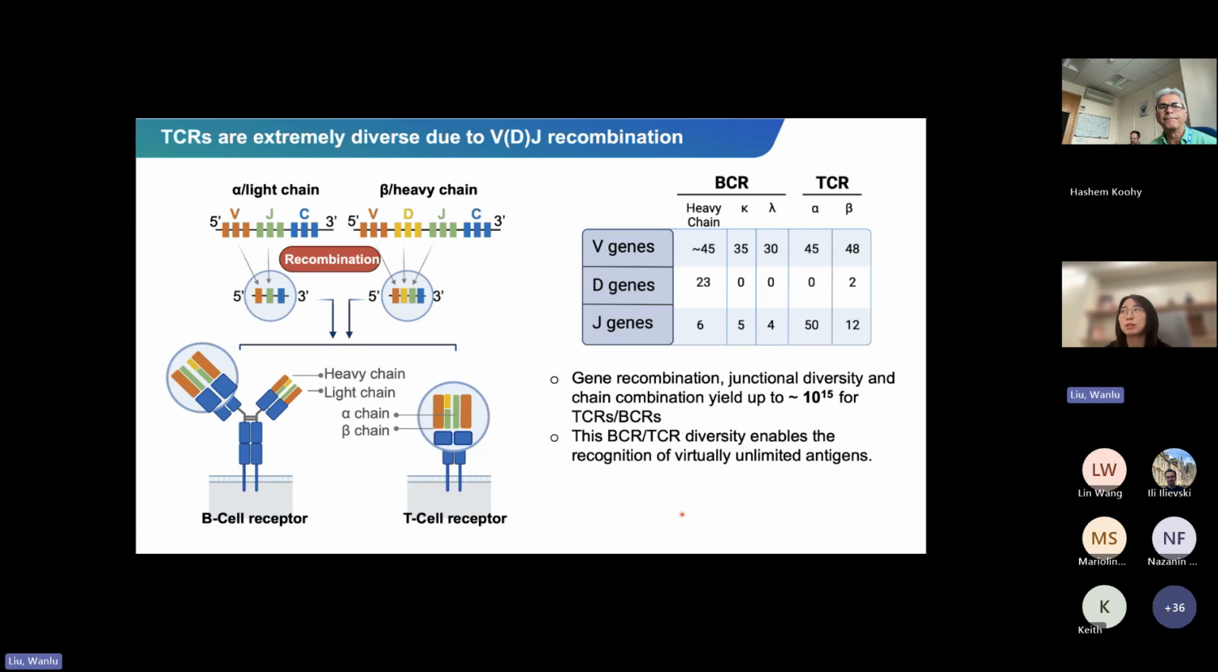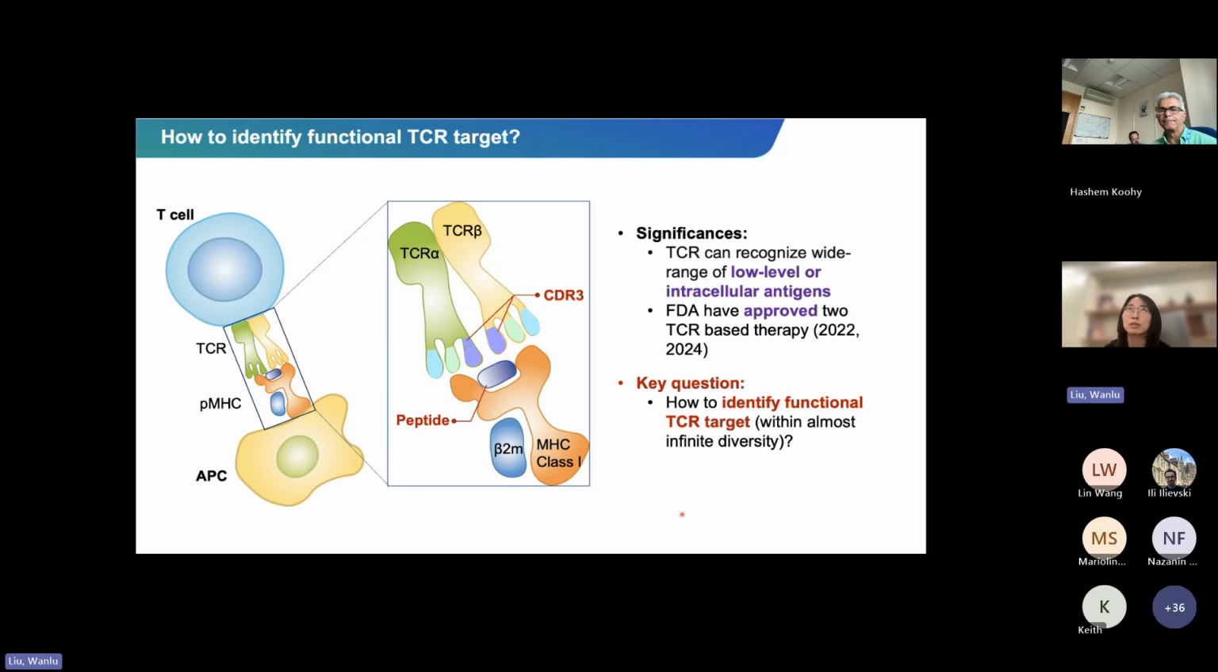This TCR and BCR diversity basically enables the recognition of virtually unlimited antigens. And it's very important. One of the key questions in the field is: how can we identify functional TCRs?